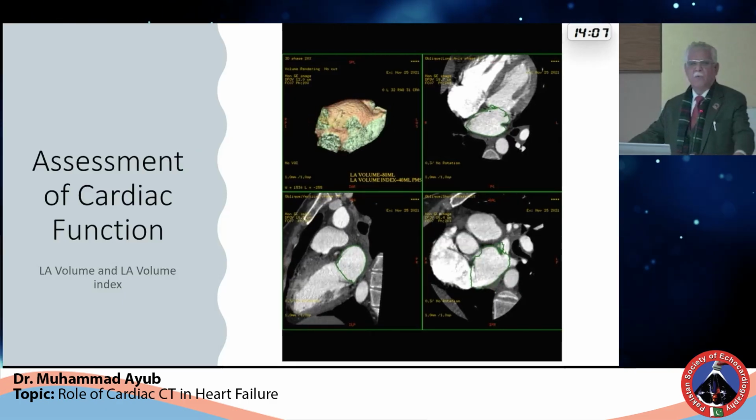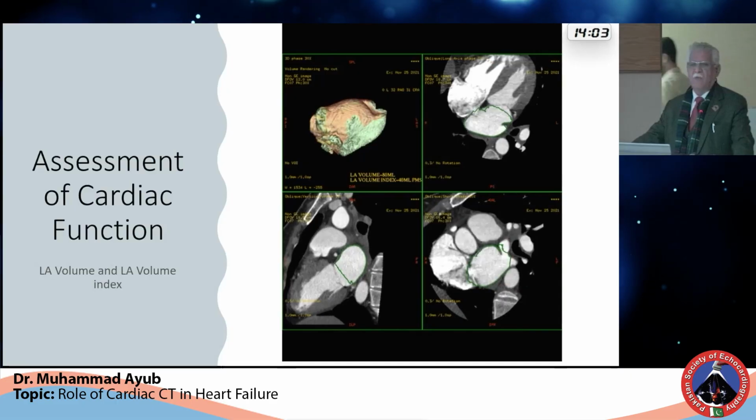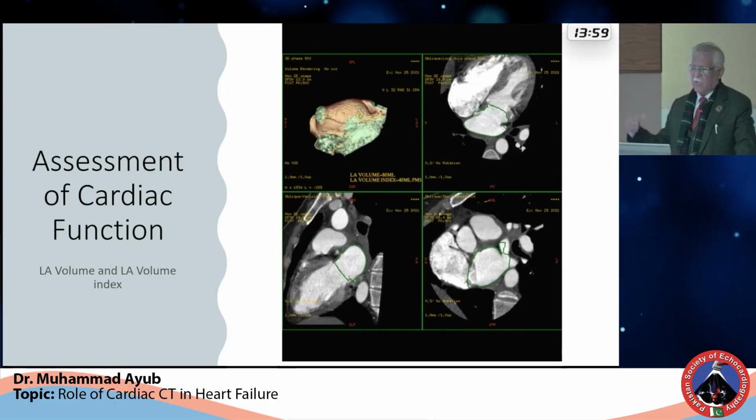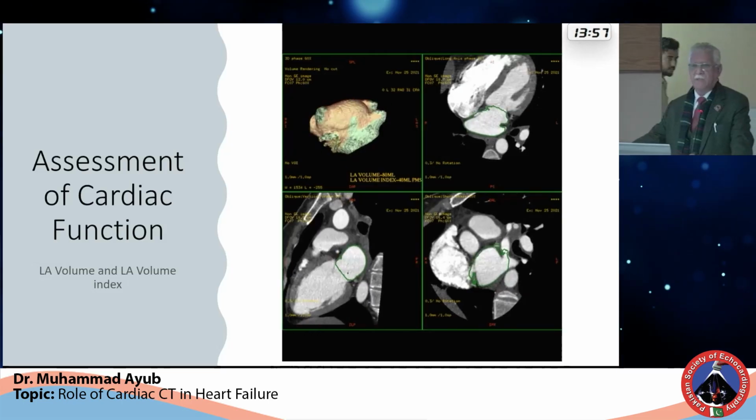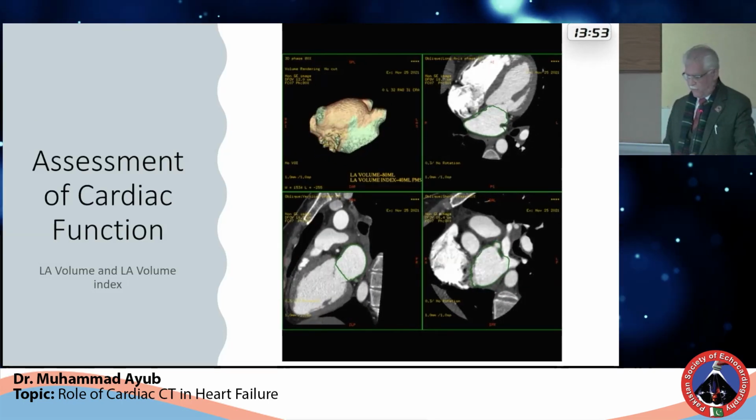Today there was so much talk about LA. CT is also capable of assessing LA volume and LA function, since you can see it contracting and relaxing, so you can measure various parameters of LA function.